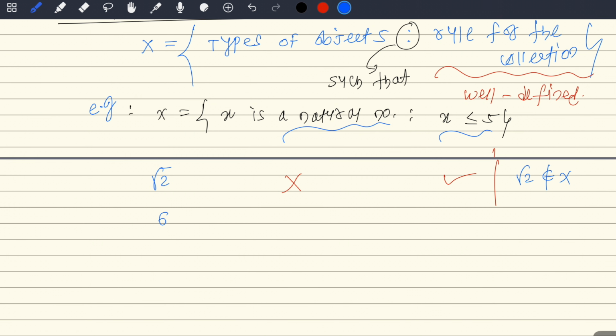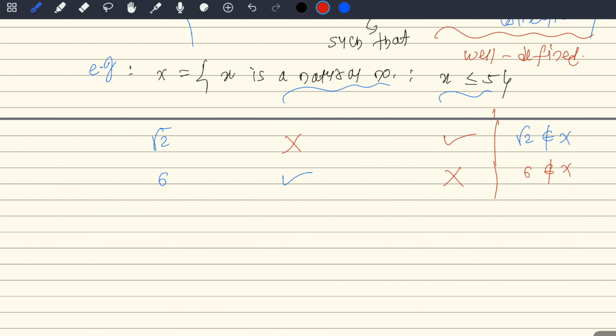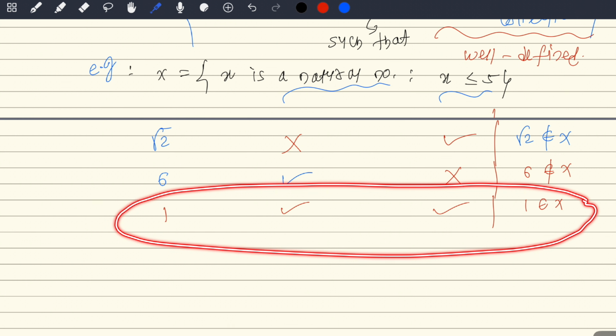Similarly, if I take 6, is 6 a natural number? Yes. Is 6 less than or equal to 5? No. That means it does not satisfy all the conditions. That means 6 is also not an element of X. Then let me take 1. Does 1 satisfy being a natural number? Yes. Is 1 less than or equal to 5? Yes. That means 1 is an element of X. So if both are satisfied, then it becomes part of the set.